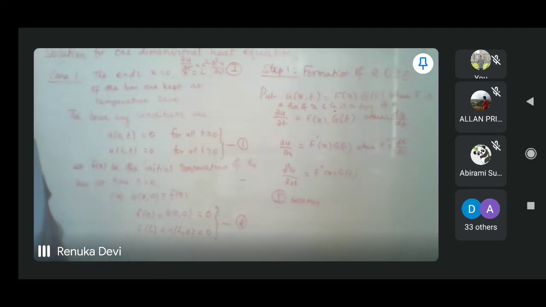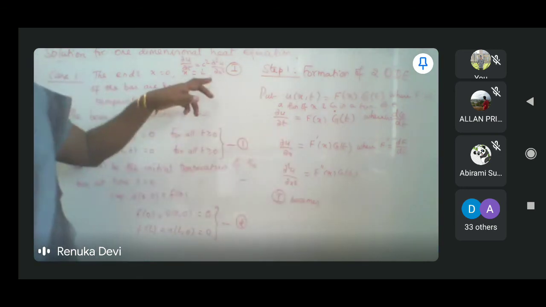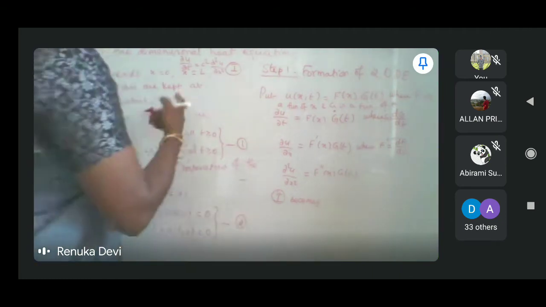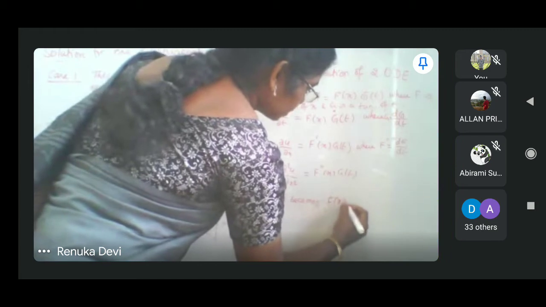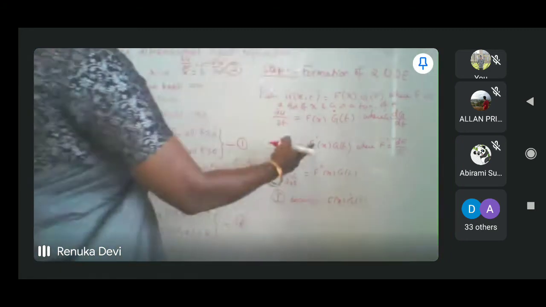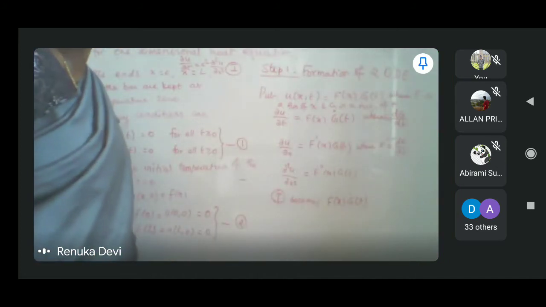Therefore we can find dou u by dou t and dou u by dou x, and now you substitute dou u by dou t and dou square u by dou x square in equation 1. So equation 1 becomes, on the right hand side, f of x g dot of t. Okay. And both are total derivatives. In some books, both are written as g dash and f dash.